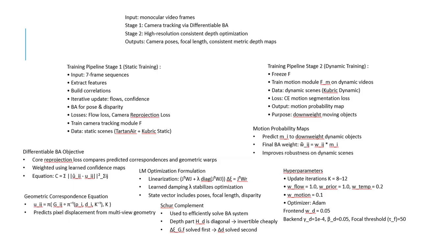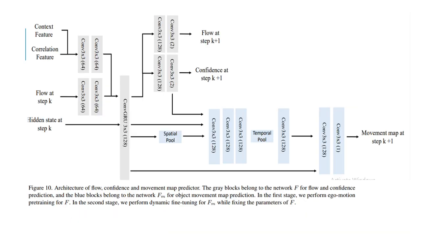Now let's talk about training. We all know the input is nothing but monocular video frames. In stage 1 we do camera tracking by a differentiable BA. In the second stage we do a high resolution consistent depth optimization step. We need outputs: camera poses, focal length and consistent metric depth maps. I already said regarding this.